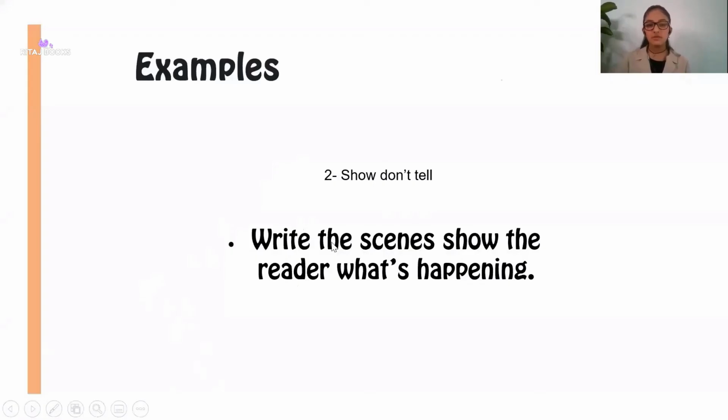The second example, show, don't tell. Don't just write and tell what's happening. Show the reader, make them live in the body of the protagonist, make them feel what it's really like to be the protagonist. So write the scenes and show the reader what's happening. Don't just write what's happening, show it.